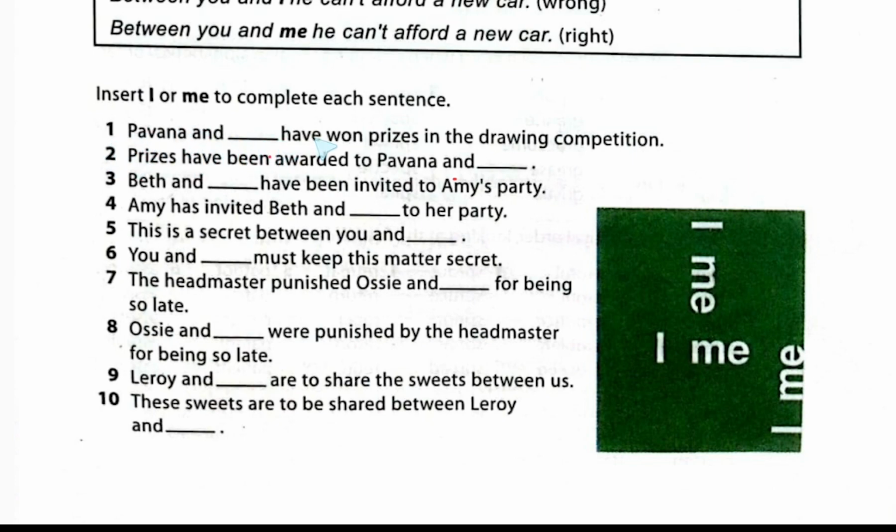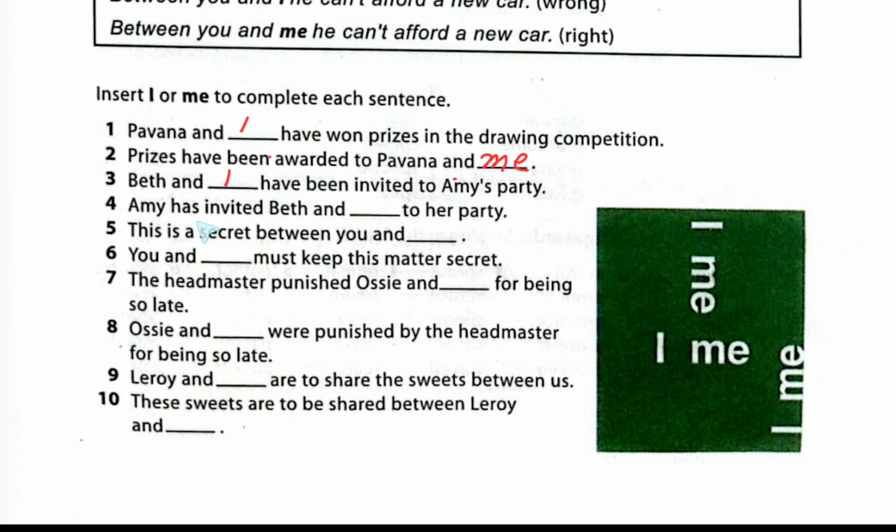Number one: Pavana and ___ have won prizes in the drawing competition. What will be here? Pavana and I have won prizes in the drawing competition. Number two: prizes have been awarded to Pavana and whom? Pavana and me. Number three: Beth and ___ have been invited to Amy's party. It will be, of course, Beth and I have been invited to Amy's party.